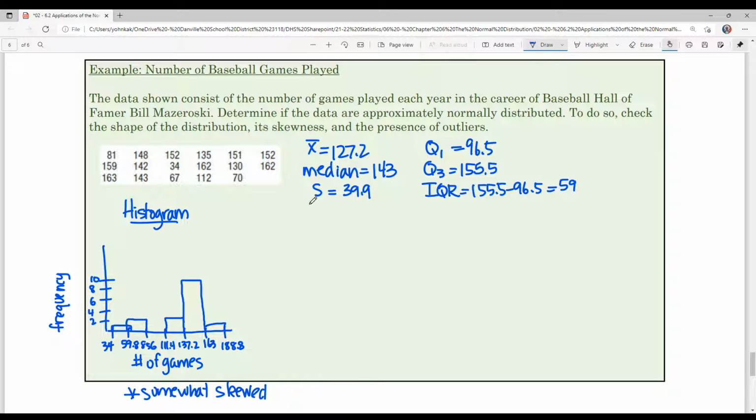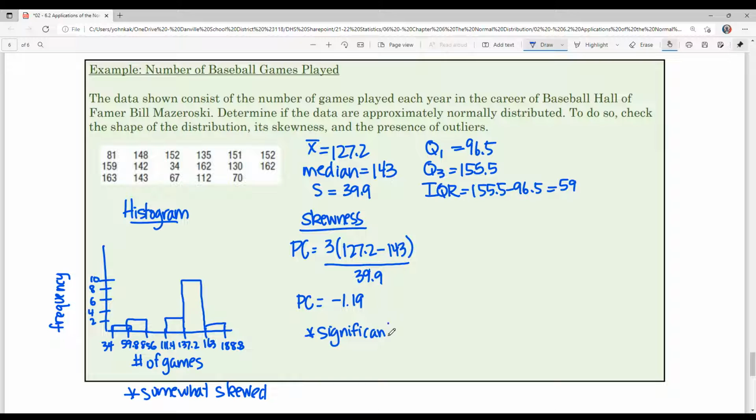Okay, if we look next at the skewness, we're going to calculate the Pearson coefficient by taking 3 times the mean, which is 127.2, minus the median, which is 143, and divide it by the standard deviation, which is 39.9. This gives us a value of negative 1.19. Remember, if the value is greater than 1 or less than negative 1, then it is significantly skewed. So since our value is less than negative 1, we can say that this is significantly skewed. This supports the idea from the histogram that it is skewed.